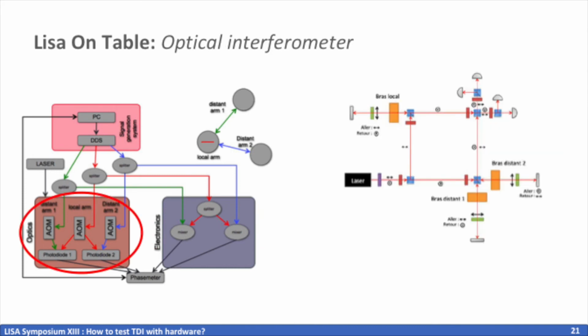The optical interferometer has the same purpose and structure, but this time the signals of the DDS are directly printed with acousto-optic modulators on one split laser. At the end, the interferometric signals are recombined on photodetectors. For better accuracy, the optical interferometer is placed in a vacuum chamber.